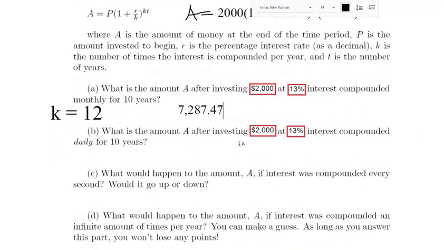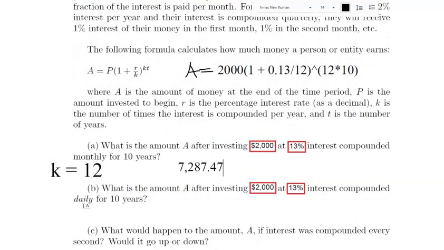And for part B, we're doing the same thing, except K equals 365. Because the K stands for the number of times you compound per year. And if you're compounding daily, that means you're compounding 365 days a year instead of 12 times a year. There's what the formula looks like when we plug in 365.